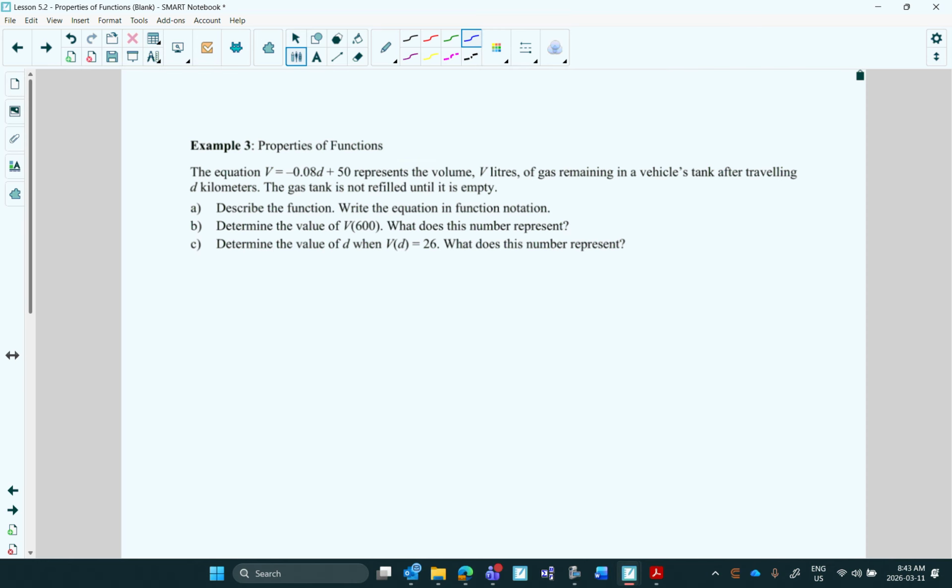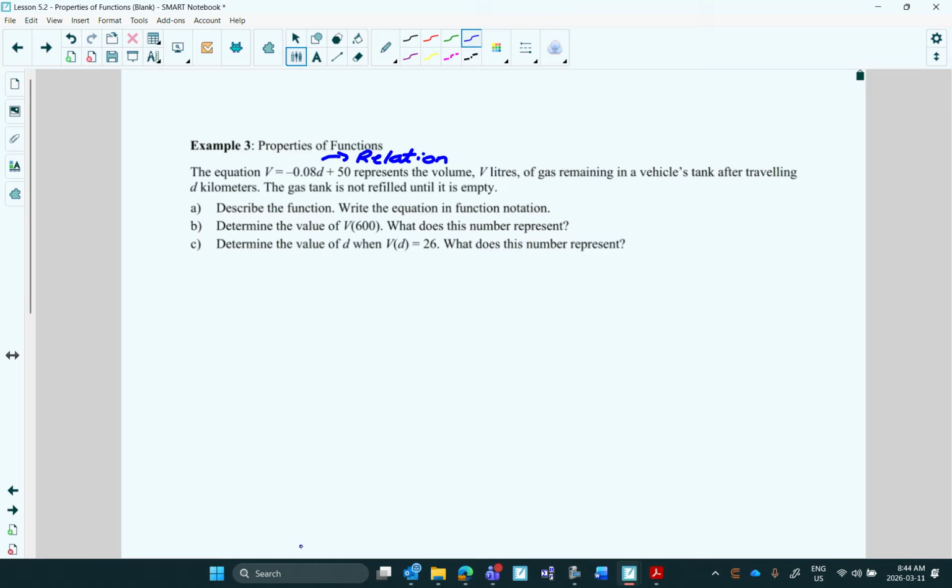Okay, so here we have an equation, and this is in relation notation. And what does it represent? The volume of gas remaining in a vehicle's tank after driving this many kilometers. So if you drove 100 kilometers and you want to find out how much gas you have left in your tank, you do negative 0.08 times 100 plus 50. Okay?